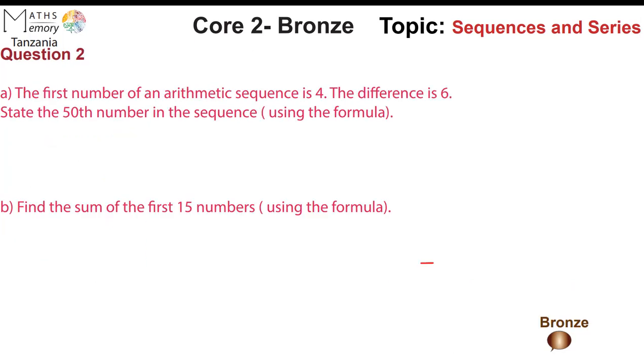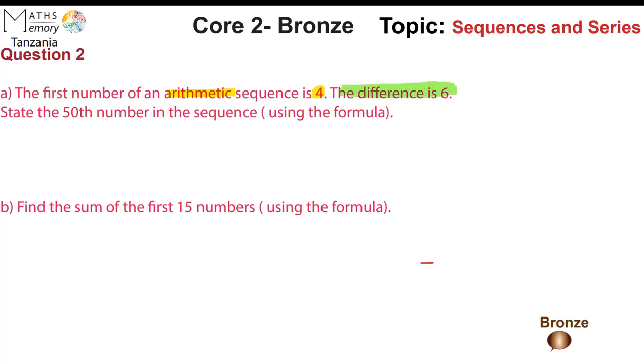Question 2, Core 2, Bronze. Let's press pause, write this question down, and press play when you've done parts A and B. The first number of an arithmetic sequence is 4. This is an arithmetic series, which means it goes up or down by plus and minus. The difference is 6. The question is, state the 50th number in this sequence.